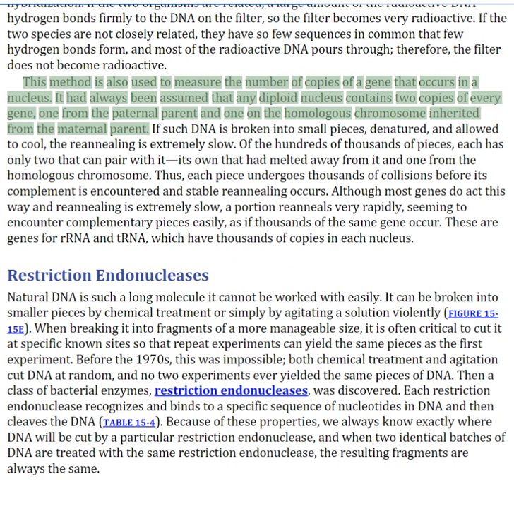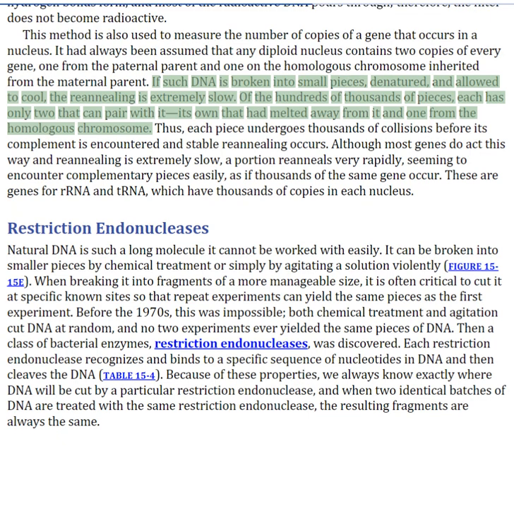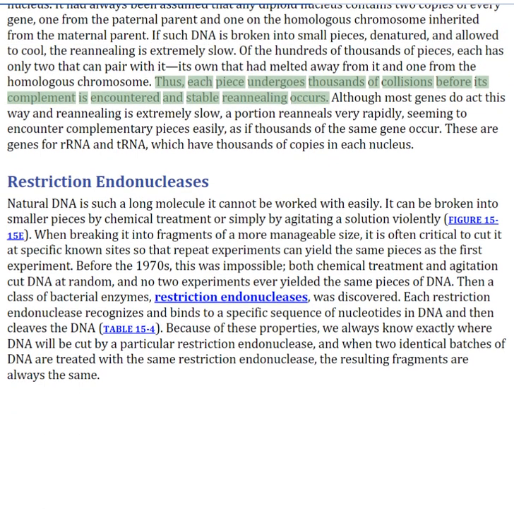This method is also used to measure the number of copies of a gene that occurs in a nucleus. It had always been assumed that any diploid nucleus contains two copies of every gene, one from the paternal parent and one on the homologous chromosome inherited from the maternal parent. If such DNA is broken into small pieces, denatured, and allowed to cool, the reannealing is extremely slow. Of the hundreds of thousands of pieces, each has only two that can pair with it, its own that had melted away from it and one from the homologous chromosome. Thus, each piece undergoes thousands of collisions before its complement is encountered and stable reannealing occurs.